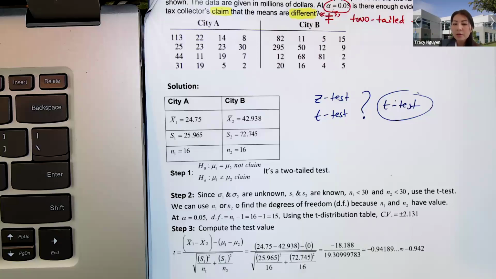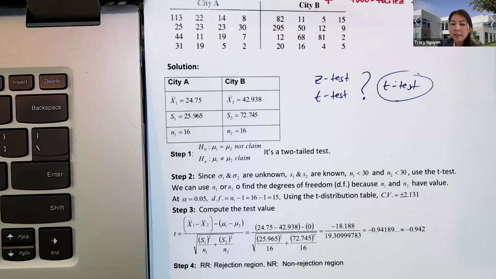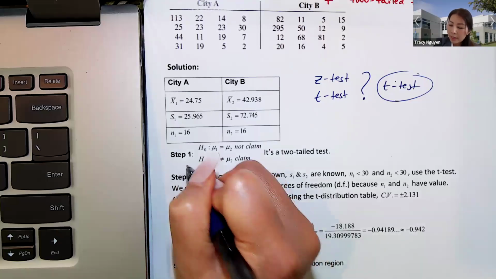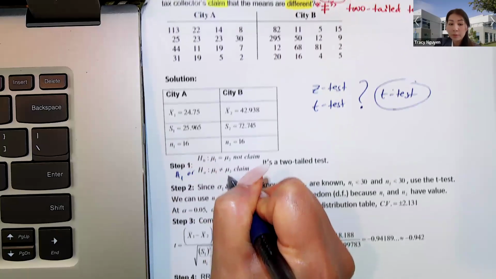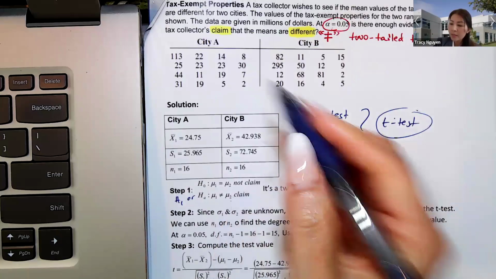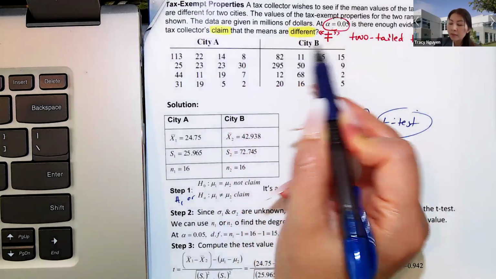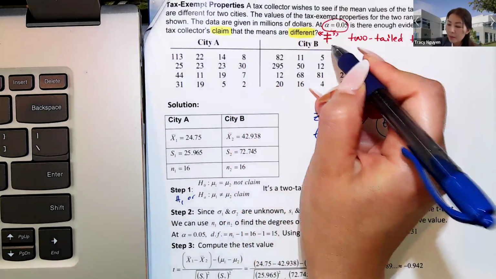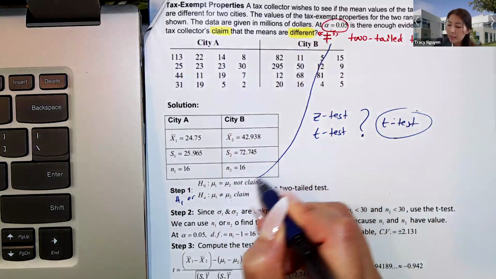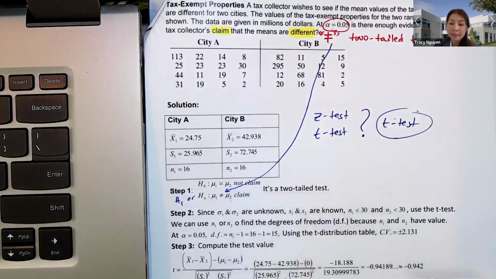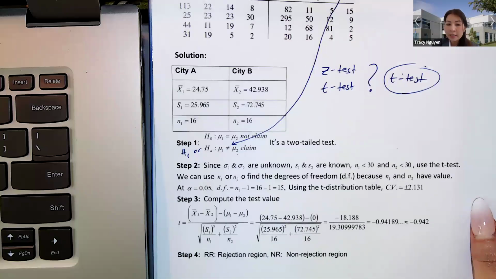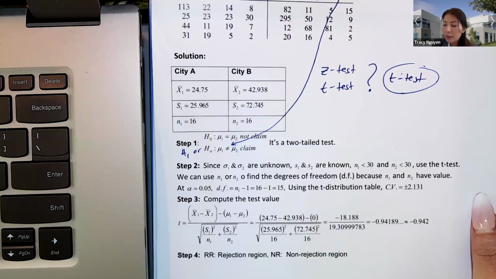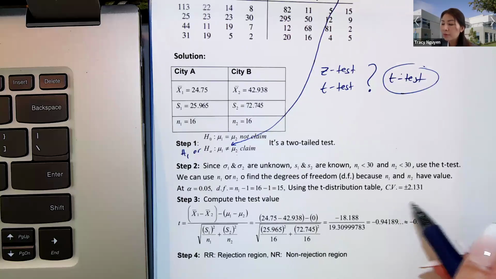Okay, so we're ready to go on to hypothesis testing here. We have H0: mu1 equals mu2, and H1 or HA: mu1 is not equal to mu2. And where do we put the claim? The claim is that the means are different. So we put the claim where we have the not equal sign, okay? It is a two-tail test, all right? So what we're going to do here is find the critical value next.